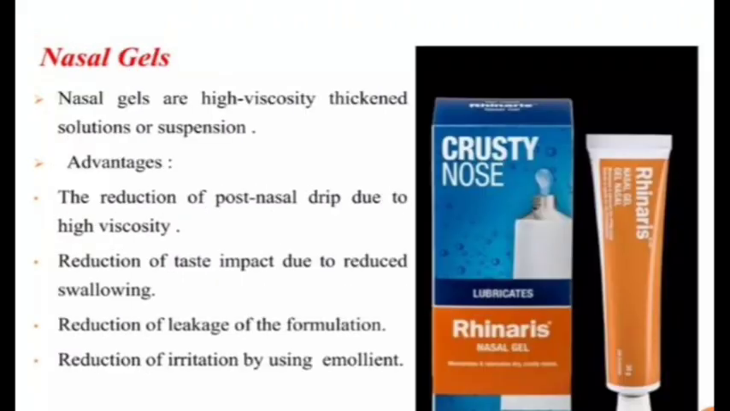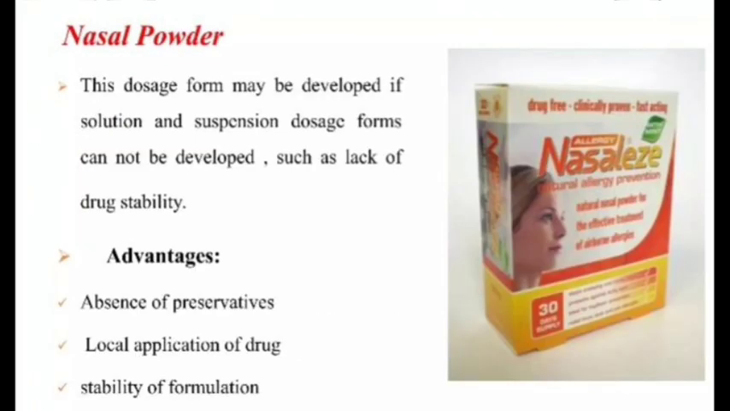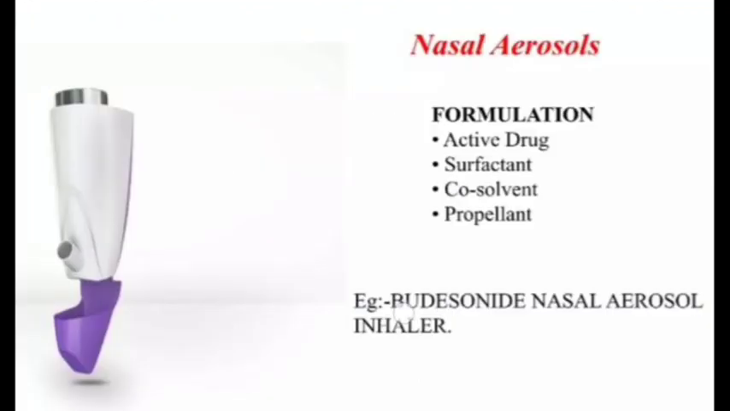Next one, nasal gels. Nasal gels are highly viscous, thickened solutions or suspensions. Their advantages are the reduction of post-nasal drip due to high viscosity, reduction of taste impact due to reduced swallowing, reduction of leakage of formulation, and reduction of irritation by using emollient. Next one, nasal powder. This dosage form may be developed if solution and suspension forms cannot be developed, such as due to lack of drug stability. Some advantages: absence of preservatives, local application of drug, stability of formulation.